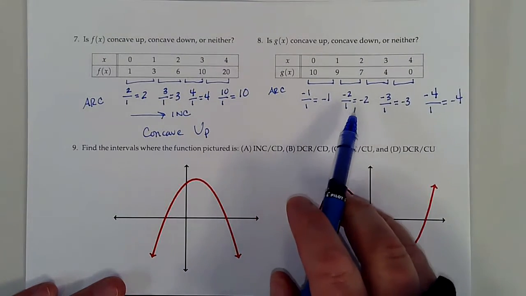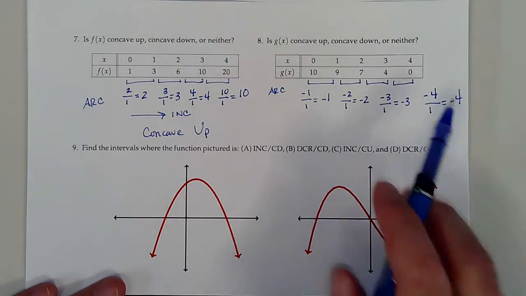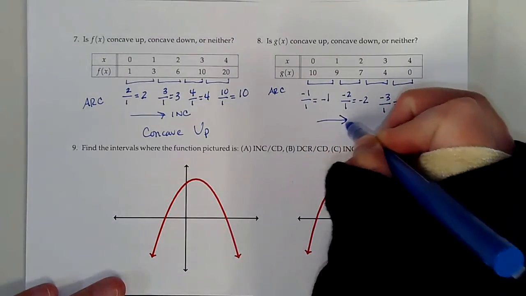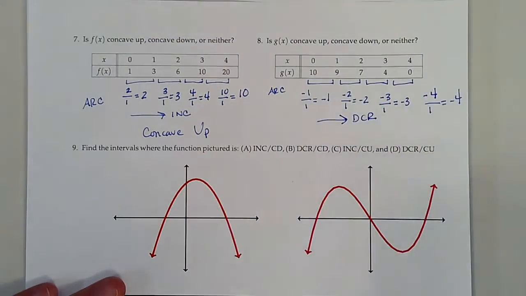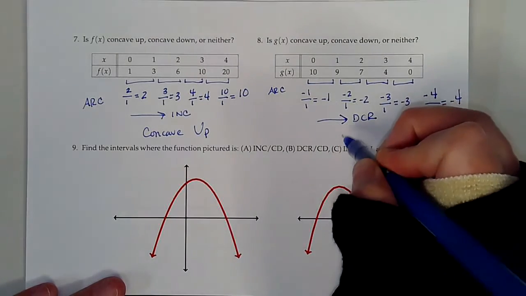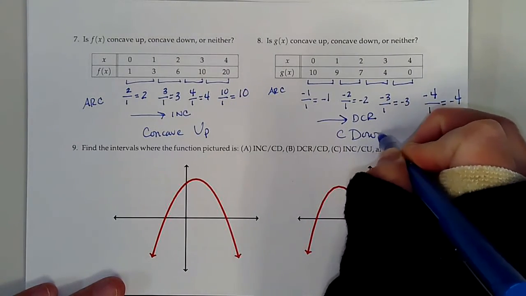So I went negative 1, negative 2, negative 3, negative 4. So those numbers are decreasing. So that average rate of change is decreasing, which means that this function must be concave down.